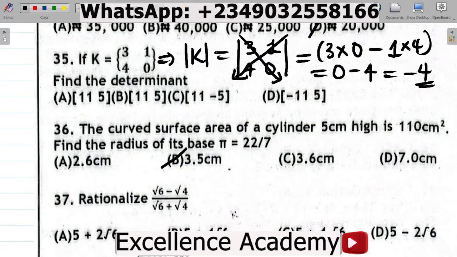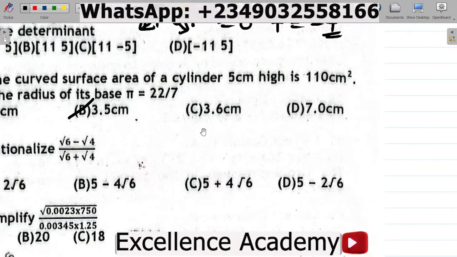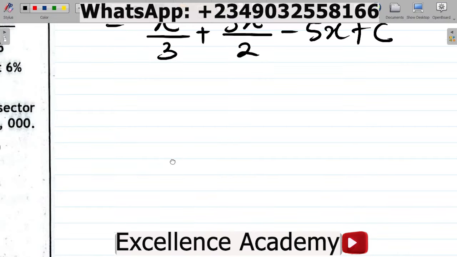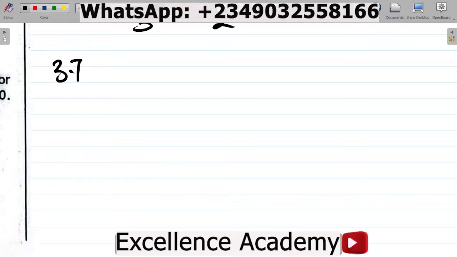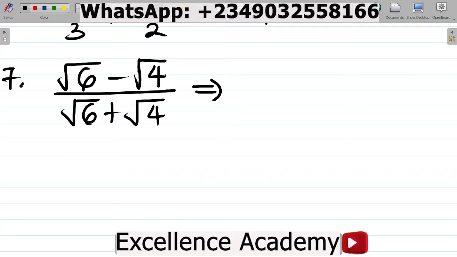Option B. Question 37 says, rationalize root 6 minus root 4 all over root 6 plus root 4. How do you rationalize this? Let's take 37. Question 37: root 6 minus root 4 all over root 6 plus root 4. We are asked to rationalize this. Now, to rationalize this, the concept is simple. All we have to do is multiply both numerator and denominator by the conjugate of the denominator.